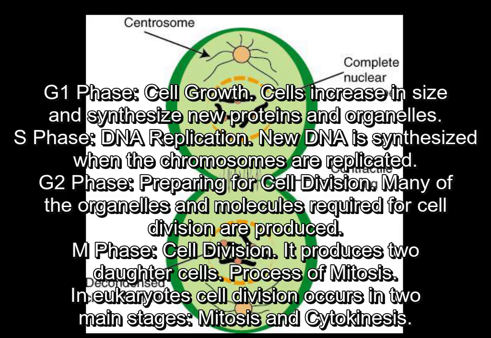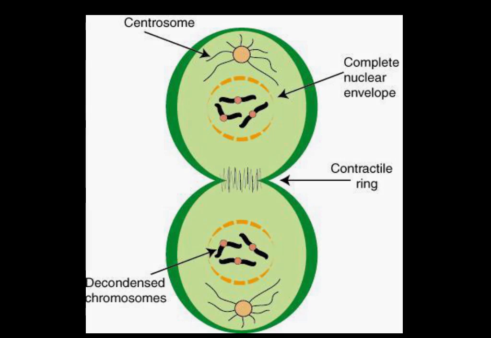G2 phase, preparing for cell division. Many of the organelles and molecules required for cell division are produced. M phase, cell division. It produces two daughter cells. This is the process of mitosis. In eukaryotes, cell division occurs in two main stages, mitosis and cytokinesis.